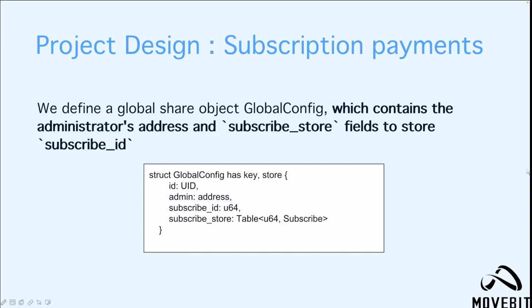We define a global shared object, global config, here, which contains the administrator's address and subscribe store fields to store the subscribe ID. Each user's subscribe will have a corresponding unique subscribe ID, and through the ID stored in the subscribe store, the ID is recorded, and the user's address is mapped to the vector of the table.